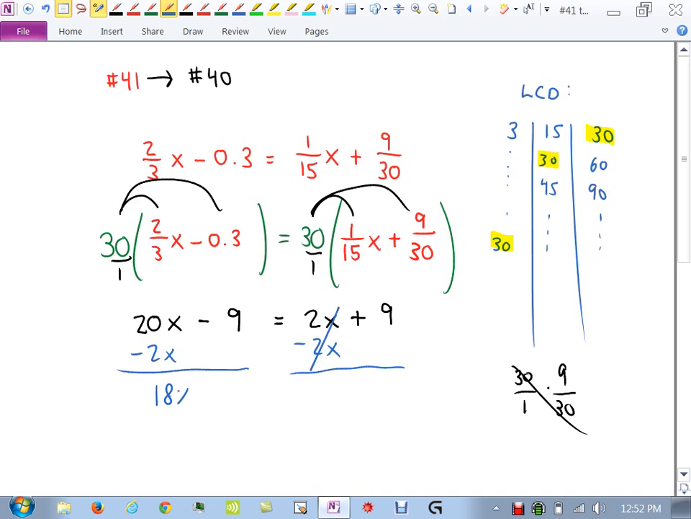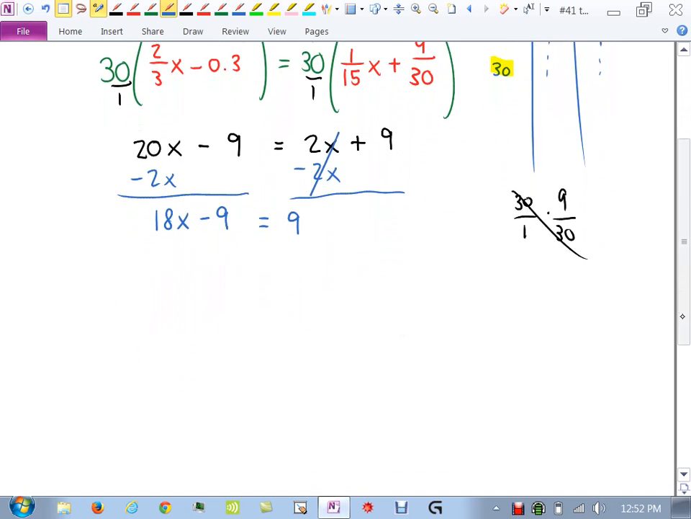I'm getting 18x minus 9 equals 9. Add 9 to both sides. I get 18x equals 18. Divide by 18, both sides, x is 1.